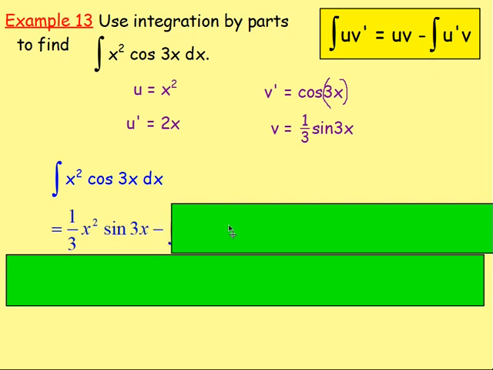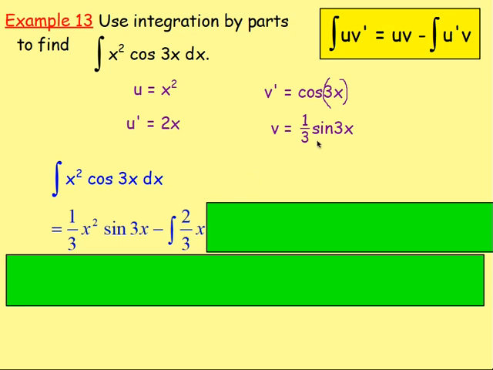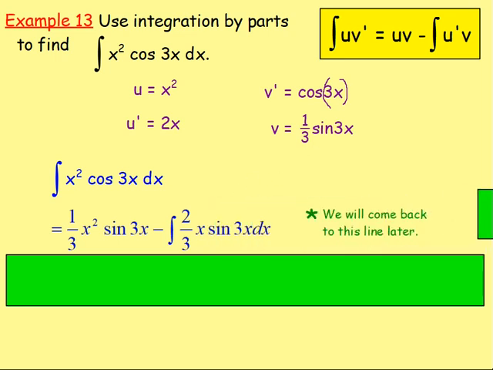Take away the integral of, and then it's u dash times v. So it's 2x times 1/3 sine 3x. Well, 2 times 1/3 will just be 2/3. I've also got an x, and again, just put the trig term last, the sine 3x. This line here we will come back to later on, and you'll see why a little later. But we are wanting to integrate 2/3 x sine 3x.